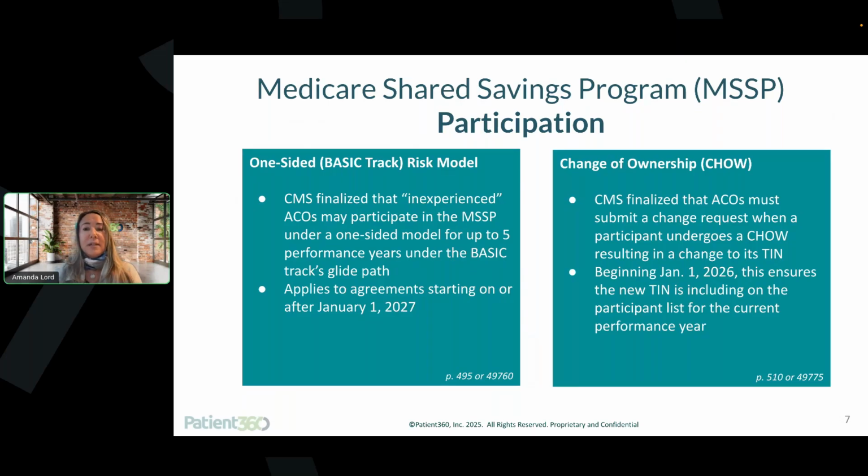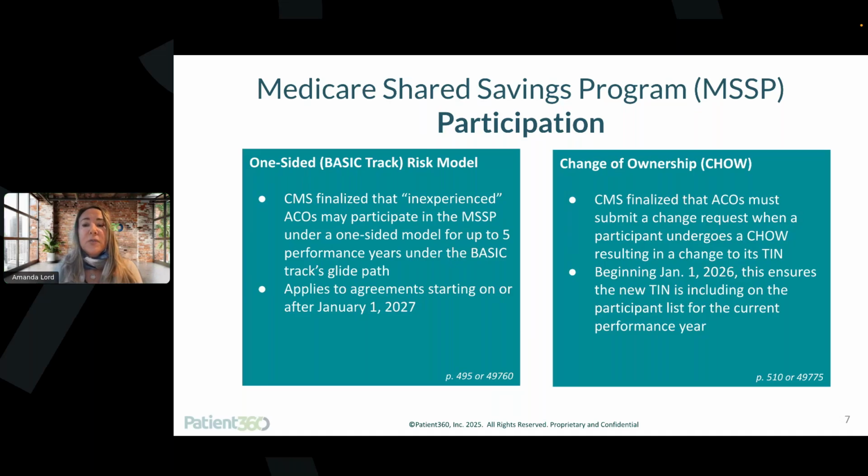So, flexible finalized timeline. Previously, an ACO could generally only add a new ACO participant, like one created from a CHOW, during the annual application cycle, effective the following performance year. This created a significant data and reporting gap. So the new policy finalized in the rule creates a mid-year notification pathway for a specific common sense scenario. The finalized policy is basically that an ACO can now submit a CHOW notification outside of the annual cycle, so mid-year, if the CHOW results in a newly formed legal entity, a new tax identification number, that has no prior Medicare billing history. And so what does this solve?